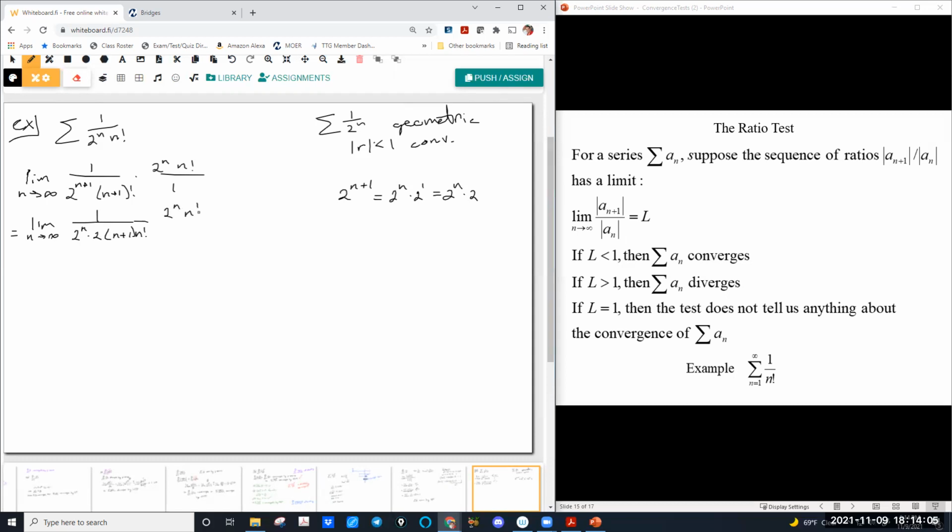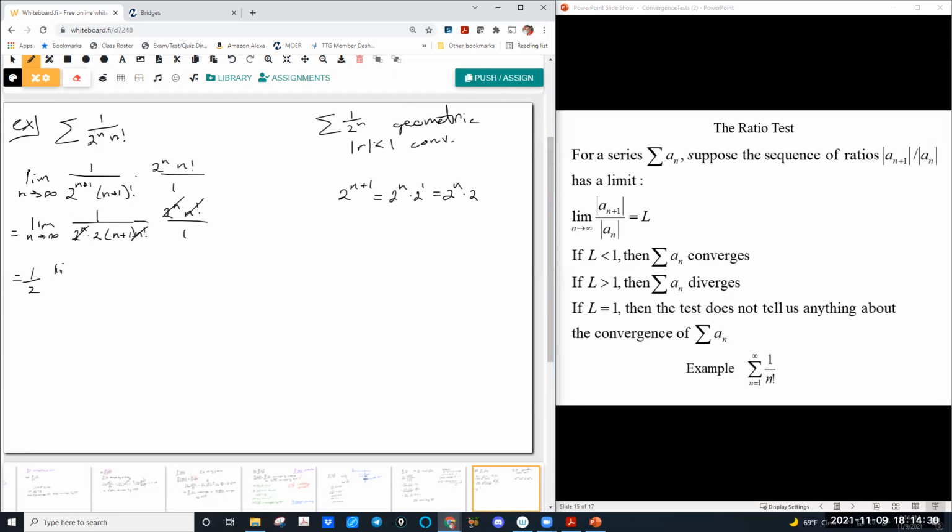What's really nice about the way it's rewritten is our cancels become very obvious: the n factorials and the 2 to the n's. That 2 is a constant. And one of the things you're going to see me do, which is going to be more useful when we get into power series, though it's not as big a deal right now, is pull that 1/2 out front. That's basically pulling that 2 out front.